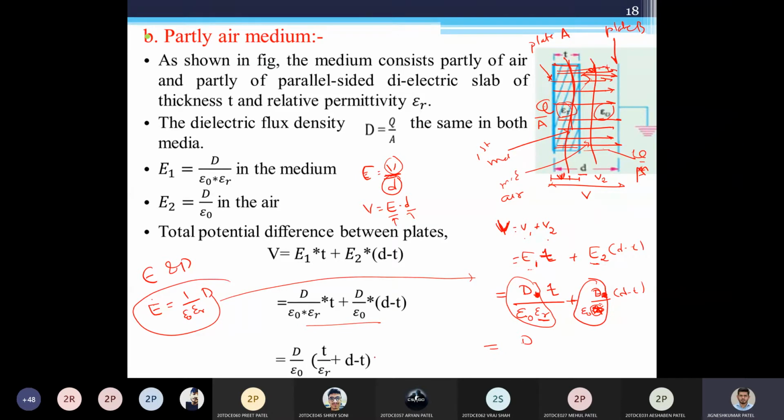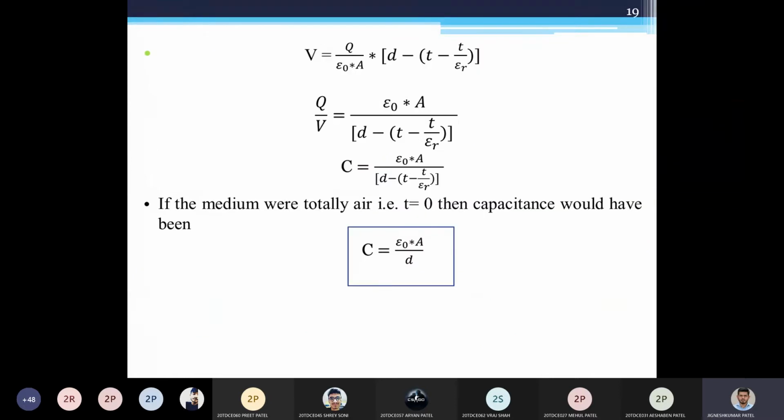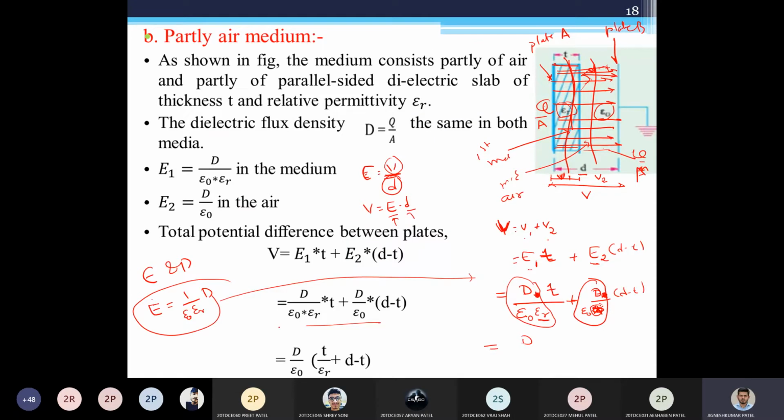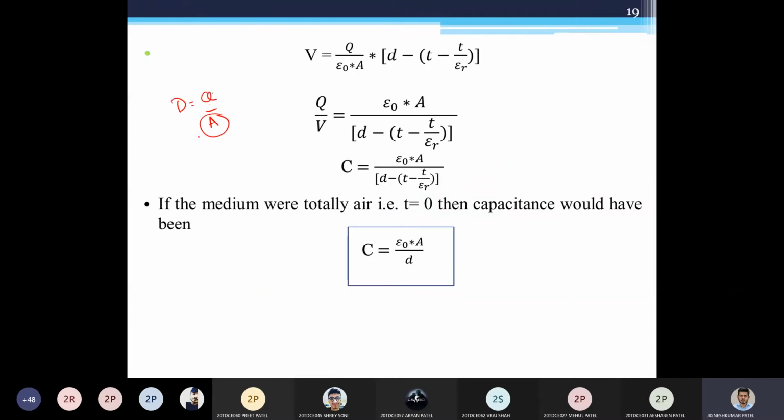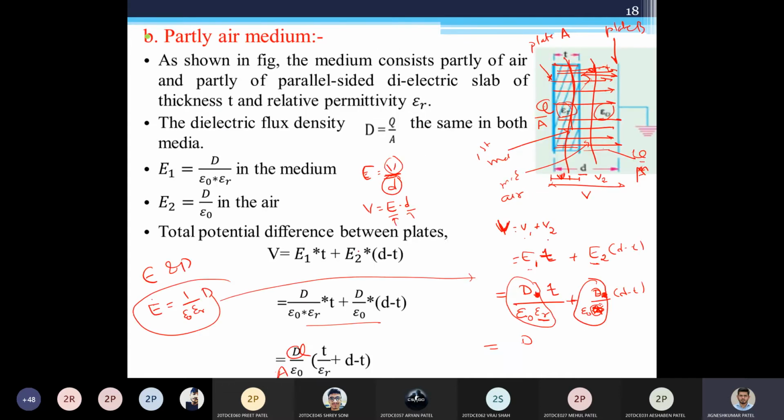Now from this I can put the value of D. We already know what the value of D is. D is equal to Q upon A. Q is the charge on the plate and A is the area of the plate. So D is equal to Q by A. Putting that equation, instead of D I am going to put Q divided by A. So I get Q by A epsilon 0. See, this is that: Q upon epsilon 0 into A into d minus T.